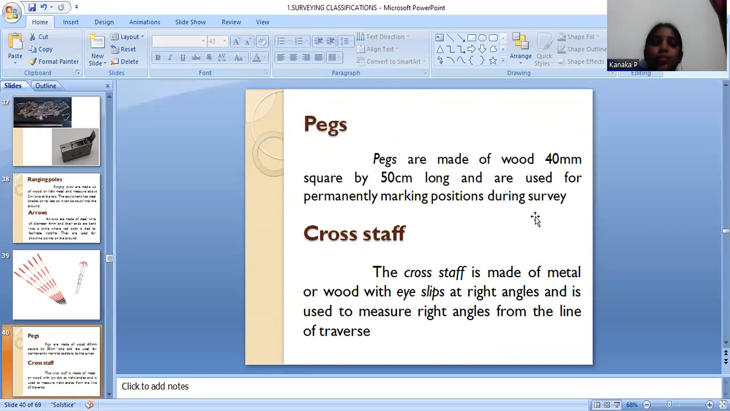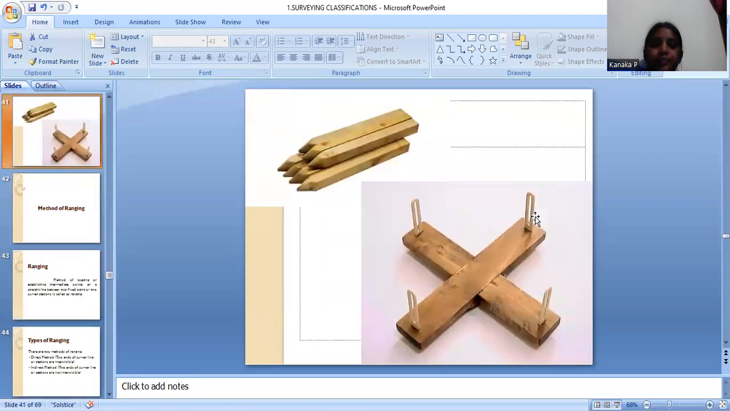Crash staff. The crash staff is used for setting out right angles from the line of traversing. It is made of metal or wood with eye slits at right angles. This is a crash staff.